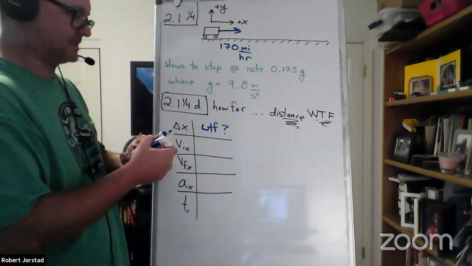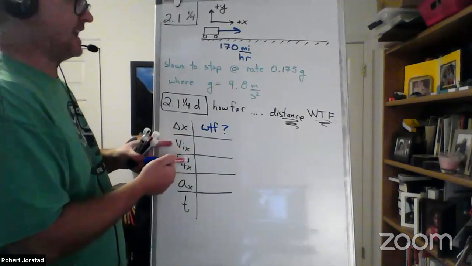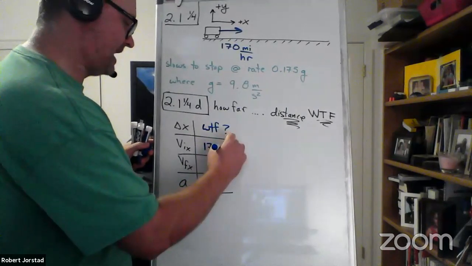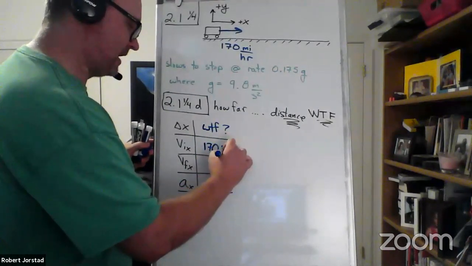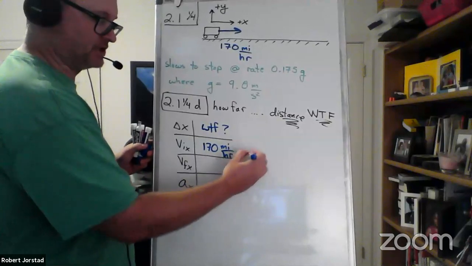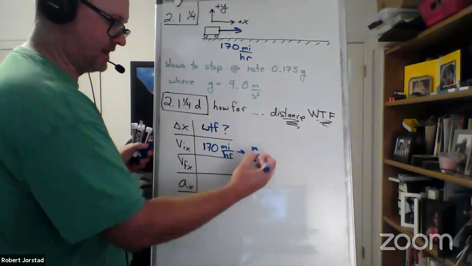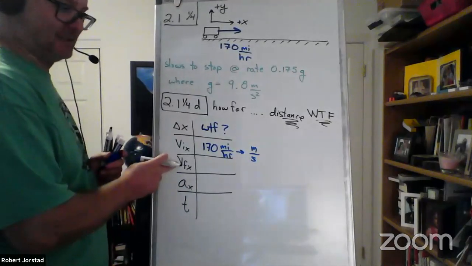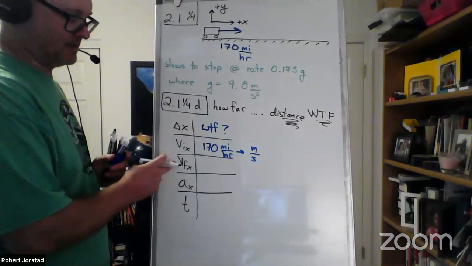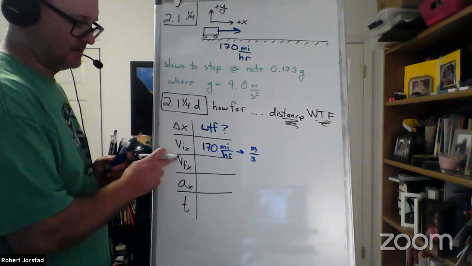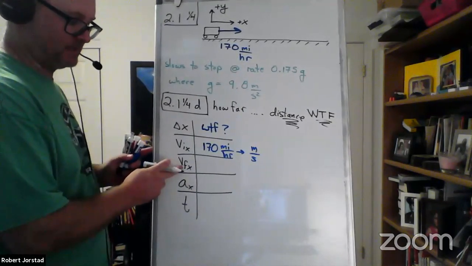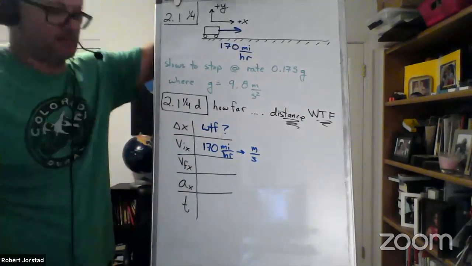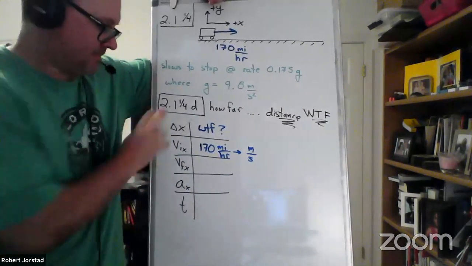I'll finish this one next time probably, but V initial X, that one is 170 miles per hour. To be honest, the first thing I would do is probably change this to meters per second before I even write it in there. Okay. And then V final X. Does anybody know what that means? V is velocity. F means final in the X direction. What value is that in this problem? I know it's time to go, but let's finish the setup anyways.